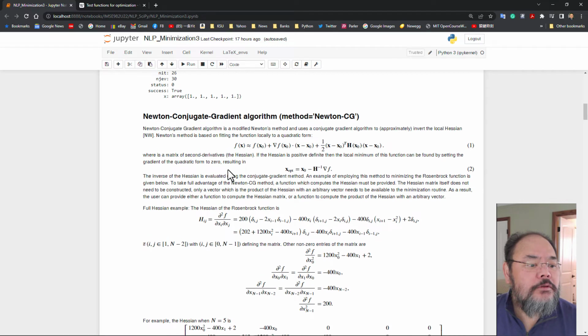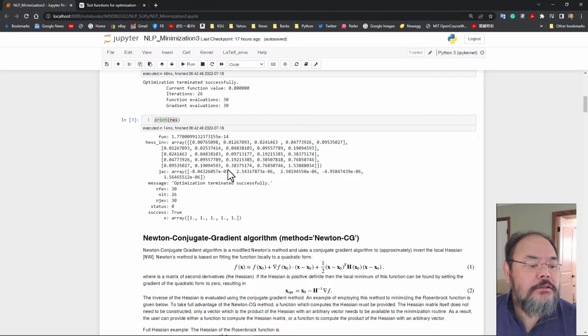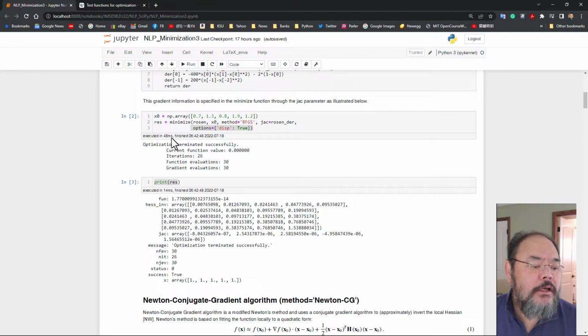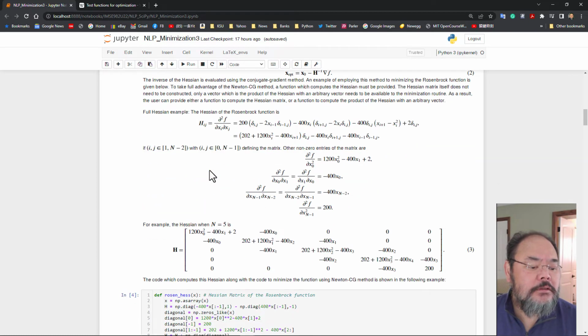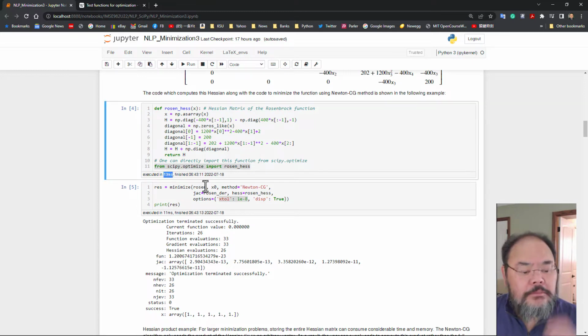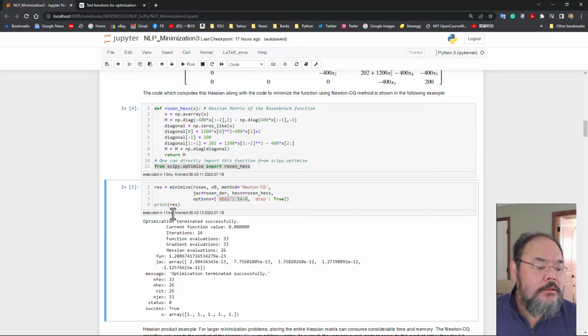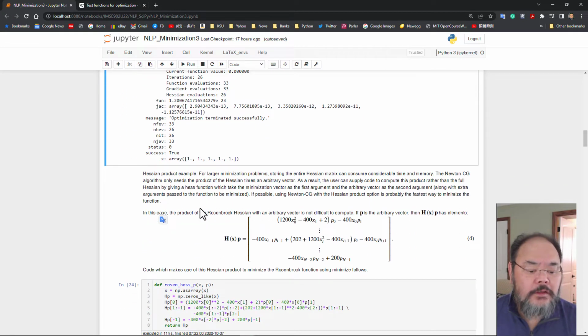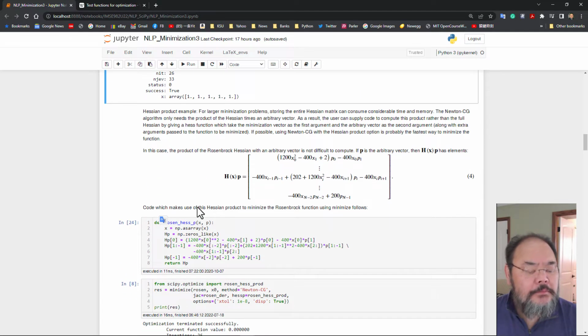Compared to the previous example, which takes about 48 milliseconds for the BFGS, the Newton-Conjugate gradient method actually took much less time, about 13 milliseconds. So significantly faster and less computational effort to solve this problem. I'm sorry, it takes about 11 milliseconds. So significantly less information needed.